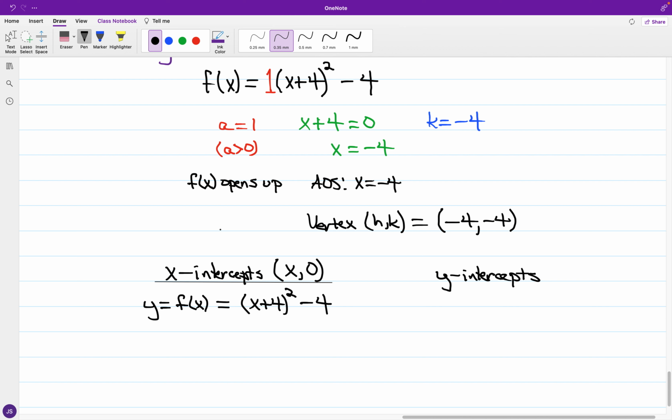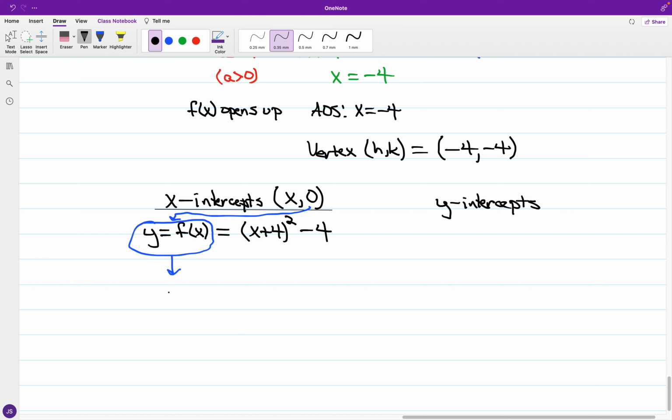And setting things up, we're going to set y equal to 0. You have y and f of x, one and the same. So setting equal to 0, in the rewrite we're going to have that 0 is equal to the square of x plus 4, followed by the subtraction of 4.